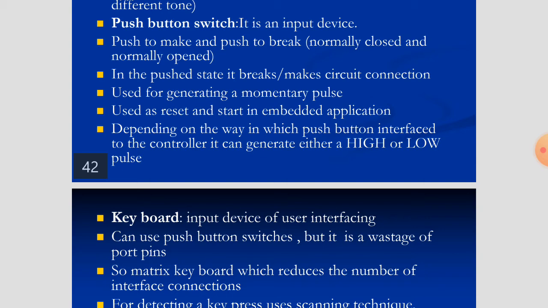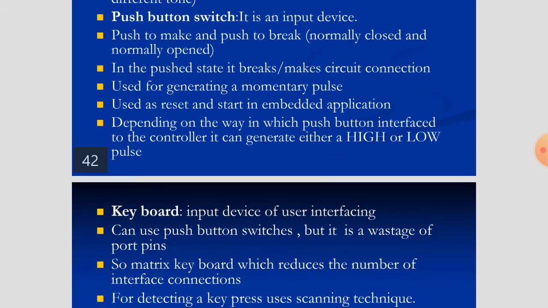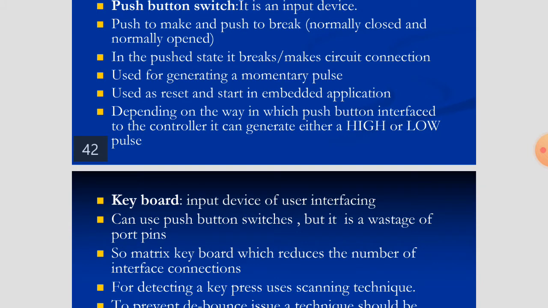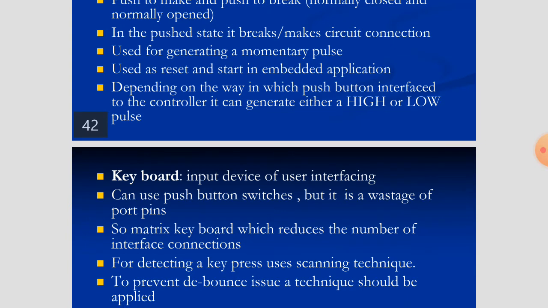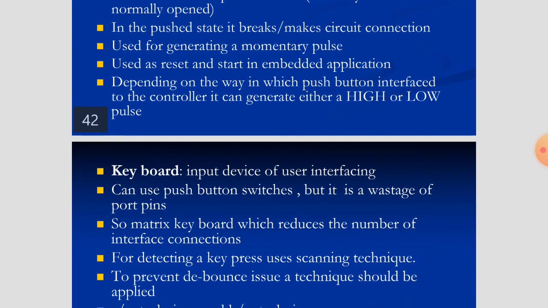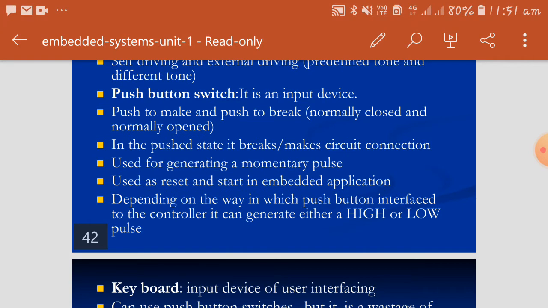Some switches are used to break the circuit connection, after which you get the output. Some switches make a circuit connection to get the output. This is used to generate a momentary pulse. Once you press the particular switch, it produces one momentary pulse. That is the case in most embedded systems or embedded applications. You can use this push button switch for operations like reset, off, or on operations, to make a system start.